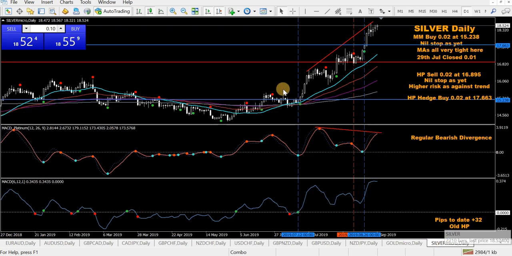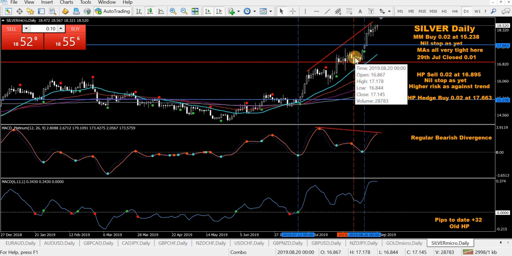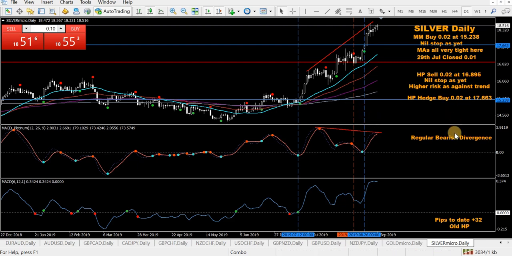So this is silver, took a buy back here. That was a mod MACD buy, already closed half of that, and it's going up nicely. Then I took an HP sell there. That was based on divergence, and because I had the buy in place, I was quite happy to take that, even though it's against the big uptrend. Then I've taken a hedge buy. So looking for this to roll over, but who knows, the metals can just keep on going up.